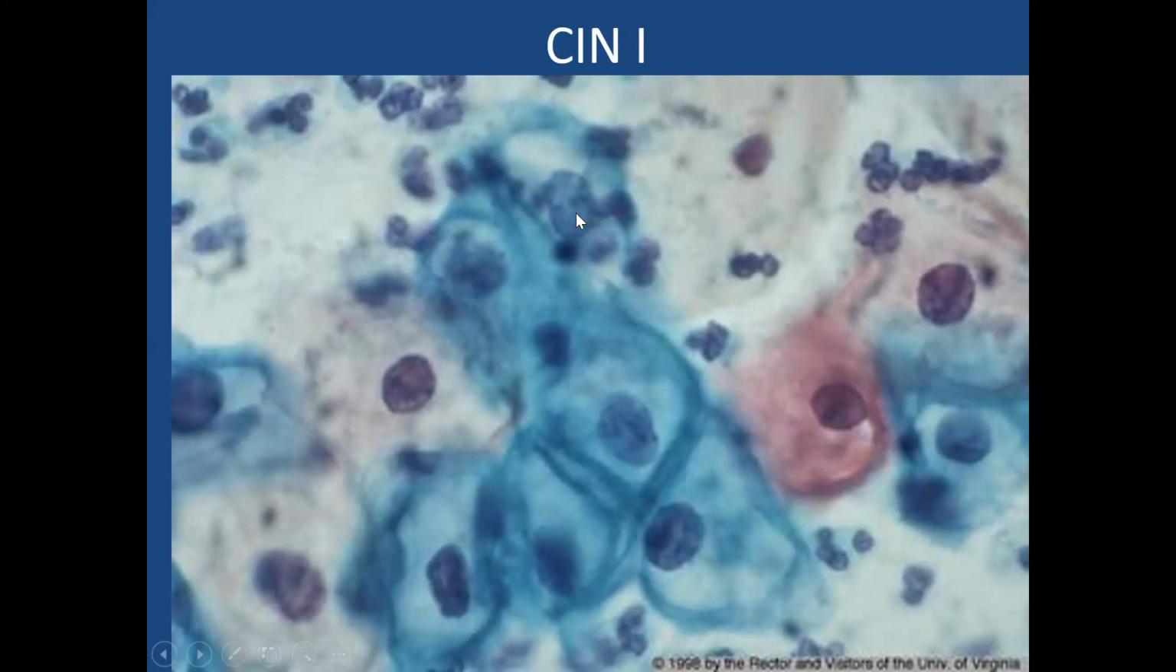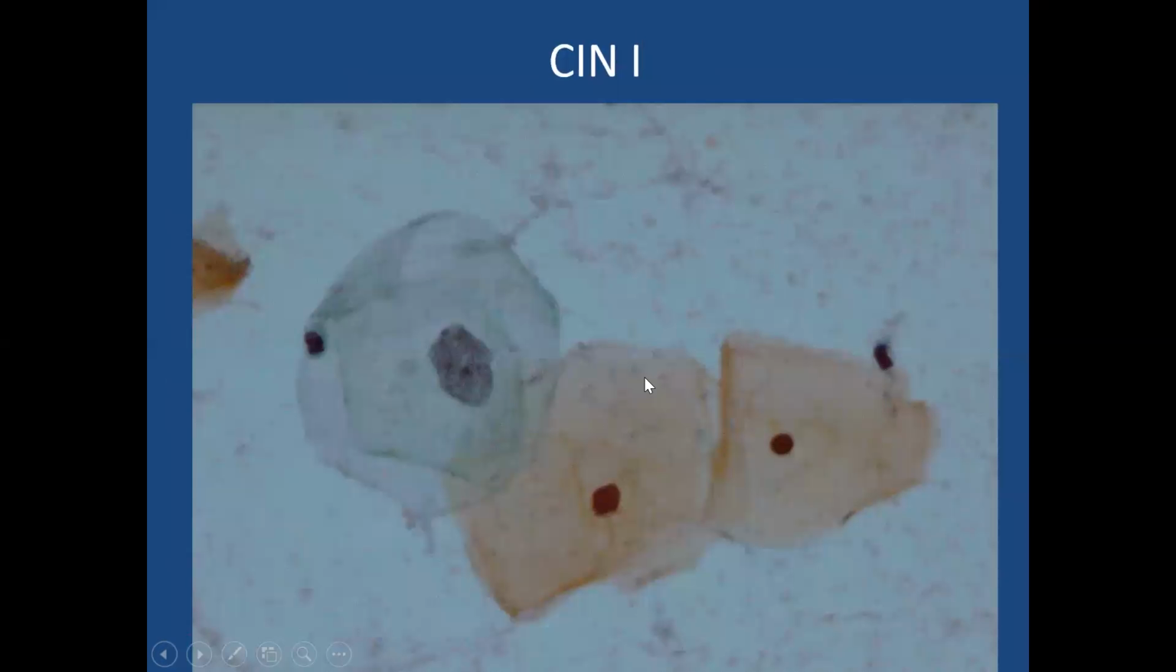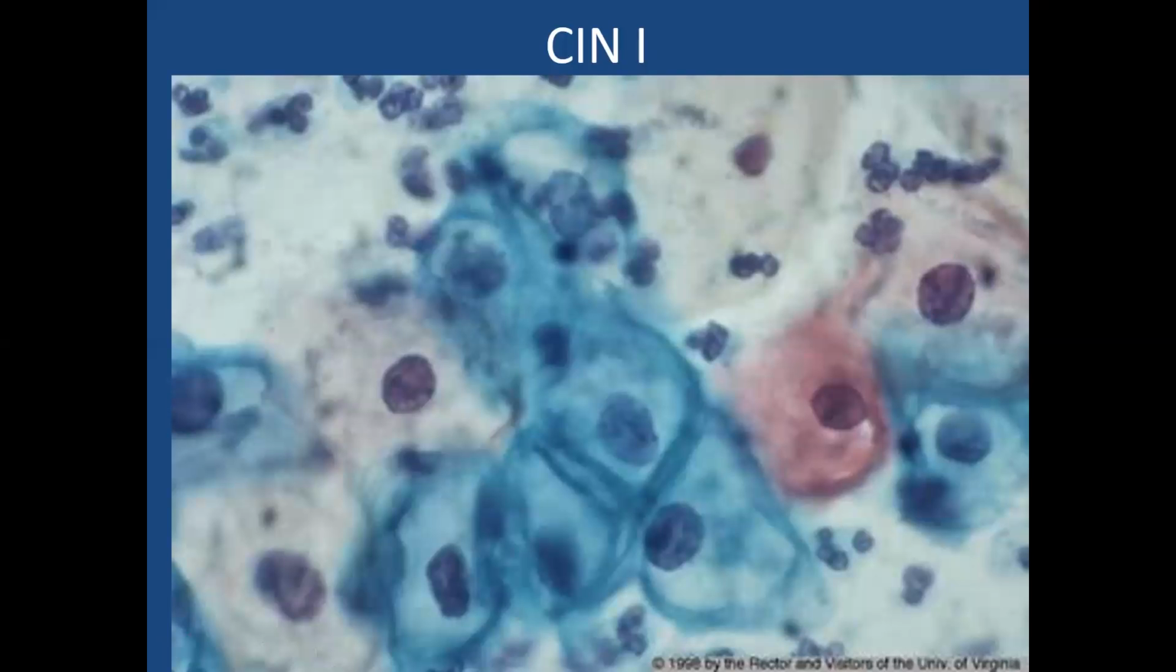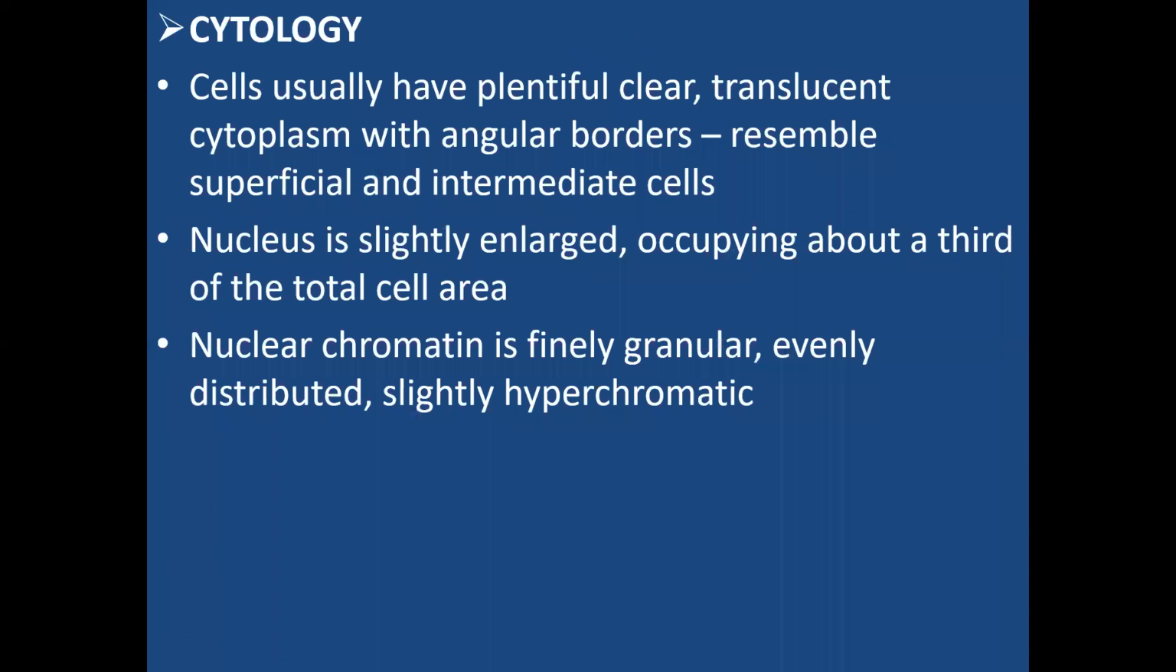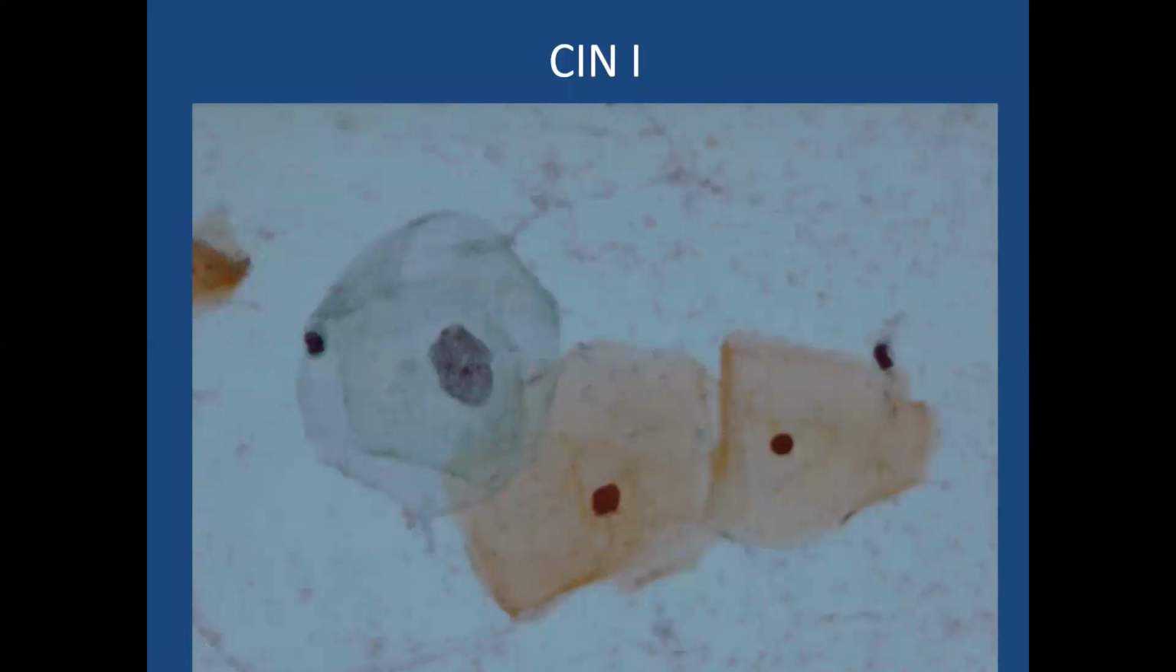Same thing here, CIN1. You can see large nuclei, but these are mature cells and slightly hyperchromatic. Look at normal superficial cells, look at this one. Look at how big the nucleus is. But you can see the chromatin is still normally distributed. It's just slightly darker than it's supposed to be. That is what you see in the smear for somebody who has CIN1.